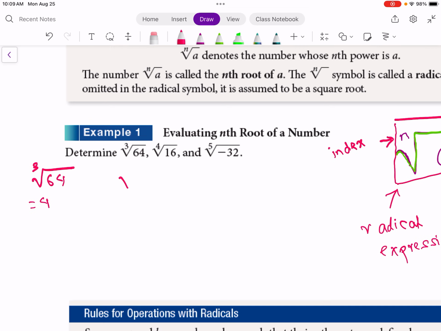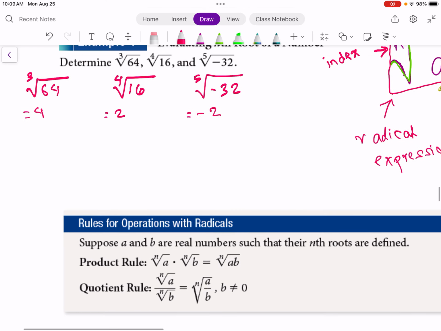Now we have a fourth root. We read this as the fourth root of 16. We have to look for a number whose fourth power is 16. That is 2. And next we have a fifth root, the fifth root of negative 32. Our index is 5. Now we have to think of a number whose fifth power is negative 32. Negative 2. Does anyone have a question here?